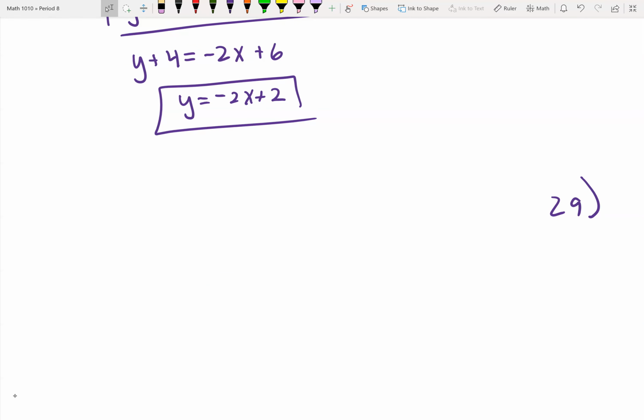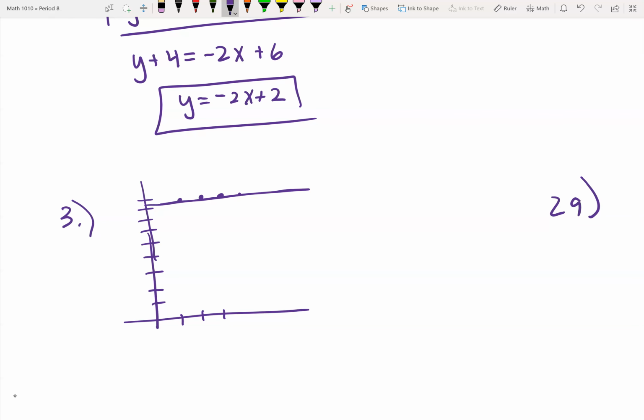Okay, question number 3. Plot the points on a graph. Well, if you notice, these are your y's, you guys. The y's are all 8.99. So 1.5 is here, 2 is going to be here, 3 is going to be here, 4.5 is going to be there. It looks like that. Okay, so there's your line. Looks like that. I'll do it in red.